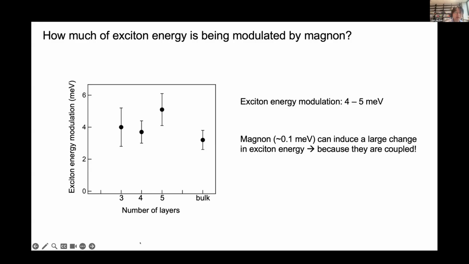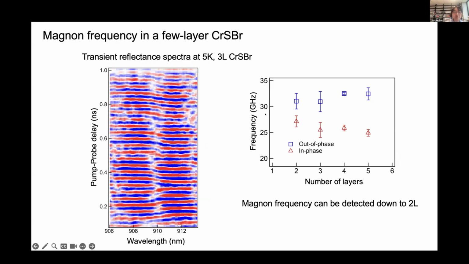And we can quantify that for bulk system and then down to a few layer system. I think the signal to noise was not so good for bilayer. But we can still measure the frequency down to the bilayer, and then you can see that they're mostly the same at different numbers of layers. And what's important is that we can do this measurement, the exciton sensing measurement, to look at the spin dynamics down to bilayer, because we are only sensitive to the interlayer coupling. So if we have a monolayer system, we won't be able to track the system like we did before.